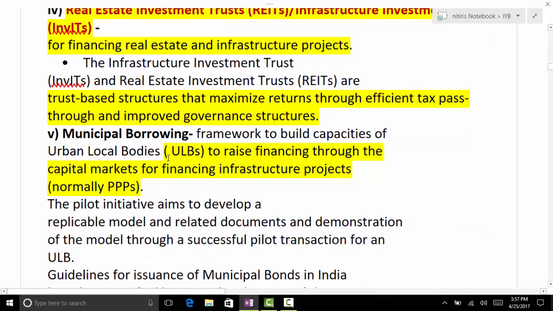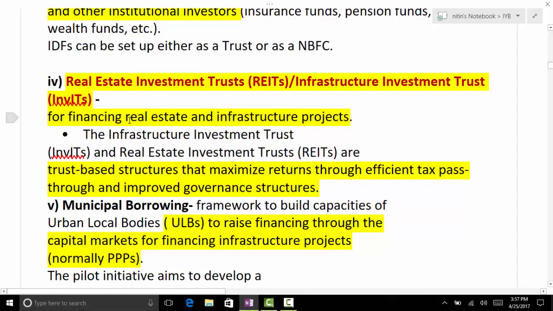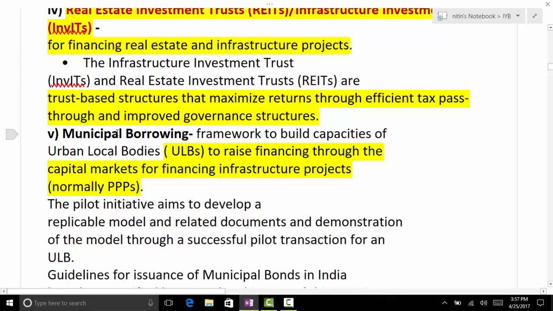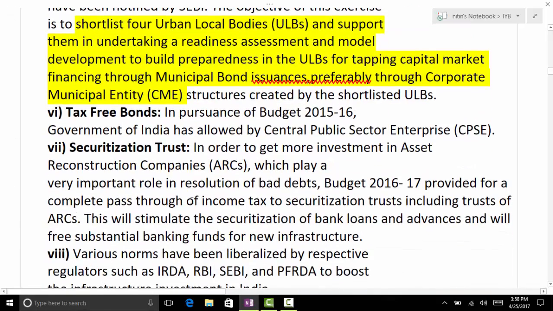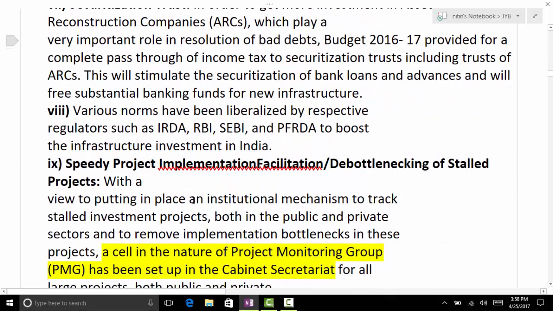These are trust-based structures that maximize returns through efficient tax pass-through and an improved governance structure. So read this one, what their role is: real estate investment trust and infrastructure investment trust. Then municipal borrowings could be there. To strengthen our local governments, the urban local bodies could also raise finance through the capital markets for financing infrastructure projects, by issuing municipal bonds or by other ways. Guidelines for issuance of municipal bonds in India have been notified by SEBI. If you remember, this was discussed in our Economic Survey as well, as a way to raise resources for urban local bodies by way of municipal bonds. Then there could be tax-free bonds and securitization trusts as well.